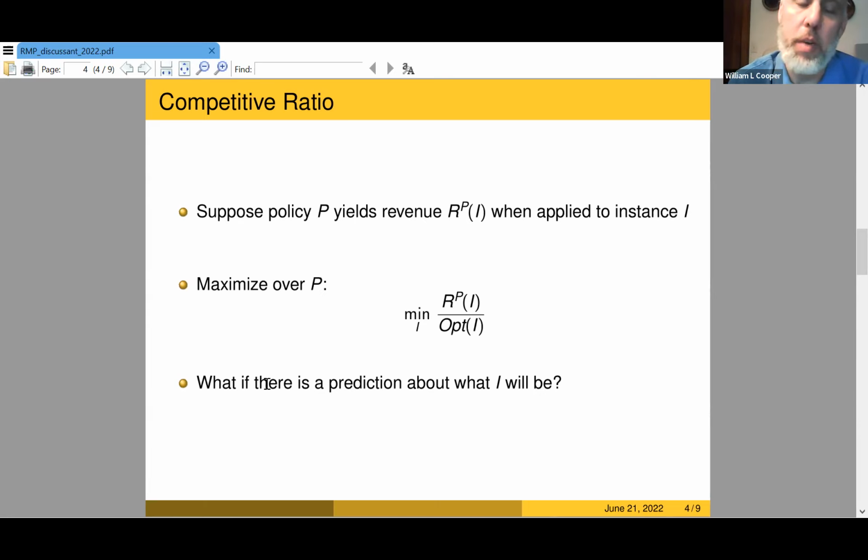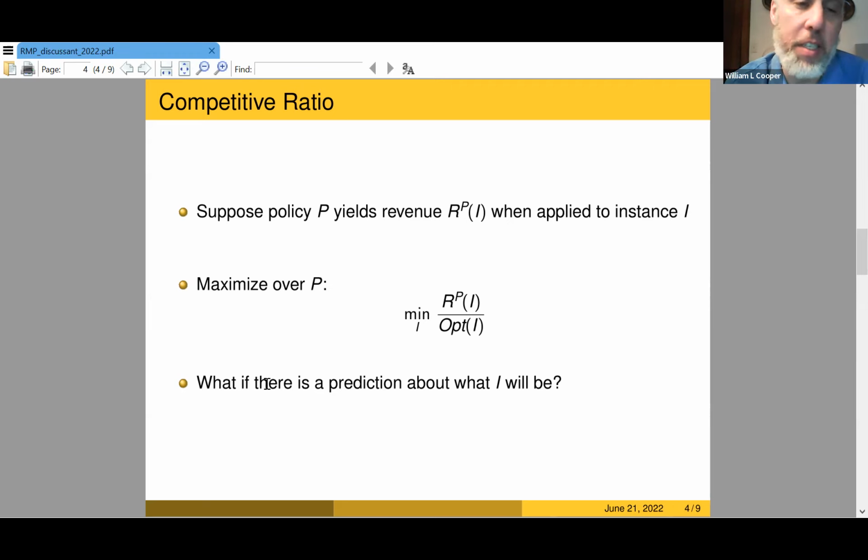And so what I would do then is I would look at my policy for a given instance. I would figure out what revenue it's going to give me for that instance. I would divide that by the optimal revenue for that instance. Again, that optimal revenue is for the clairvoyant. And then I would minimize that over I.